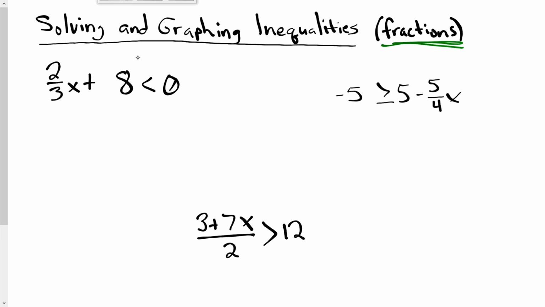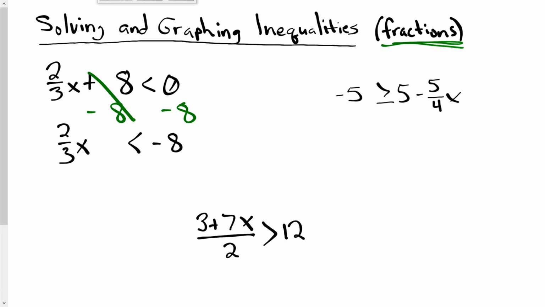All right, so this first one here, I've got 2/3 x plus 8 is less than 0. First things first, I know that it's simplified. There's no distribution to be done. Combining like terms, nothing there to do, and variables are on one side. So now I'm going to move on to get rid of the constant. The constant is 8, so I'm going to subtract 8 off both sides. It leaves me with 2/3 x is less than -8.